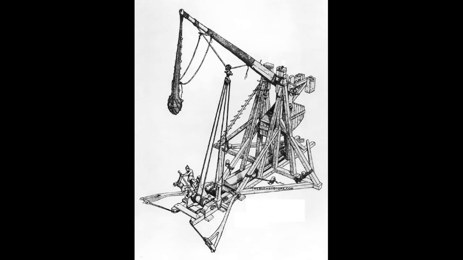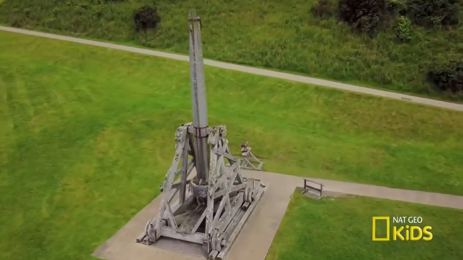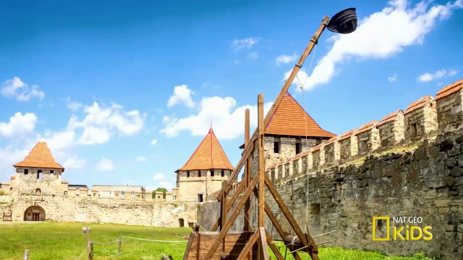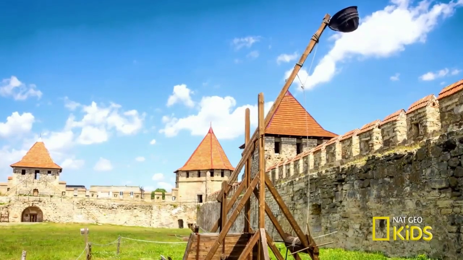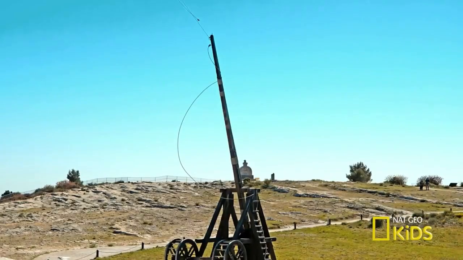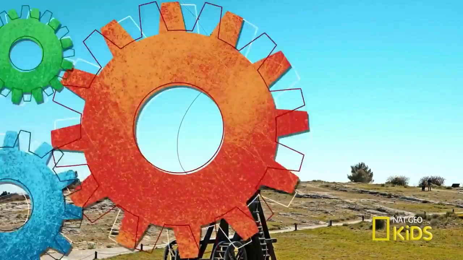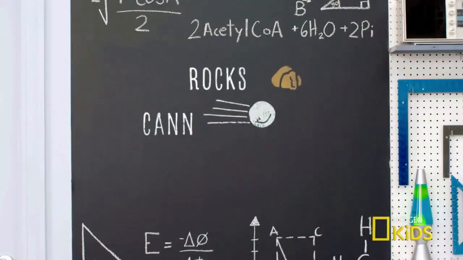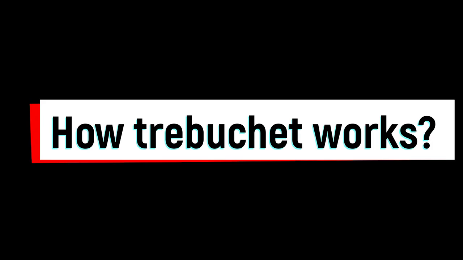Now let's see how it works. It works on the principle of leverage and fulcrum. You might have learned in your physics how the lever mechanism works. So let's see how it works. These trebuchets were used mostly in the European countries. They were placed behind the walls of castles and palaces to throw or project rocks and cannonballs. Let's see how they work.